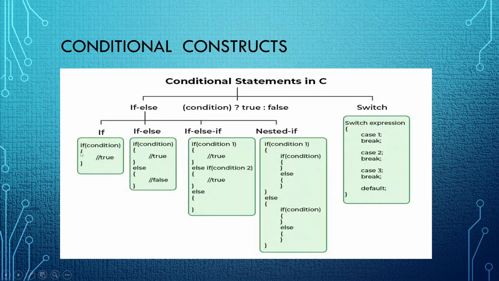Firstly, if. It is also called a one-way selection statement. It can be used only when the condition is true. The second one is if else. It is also known as a two-way selection statement because the condition can be true or false. The third one is else if. One code block is chosen from multiple conditions, also known as a multipath decision.